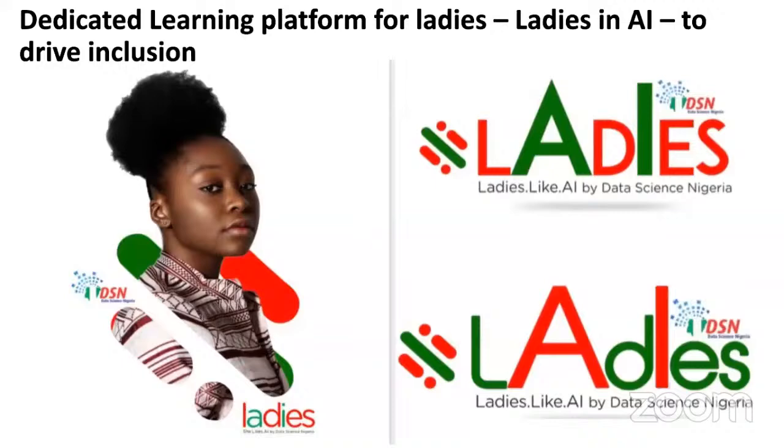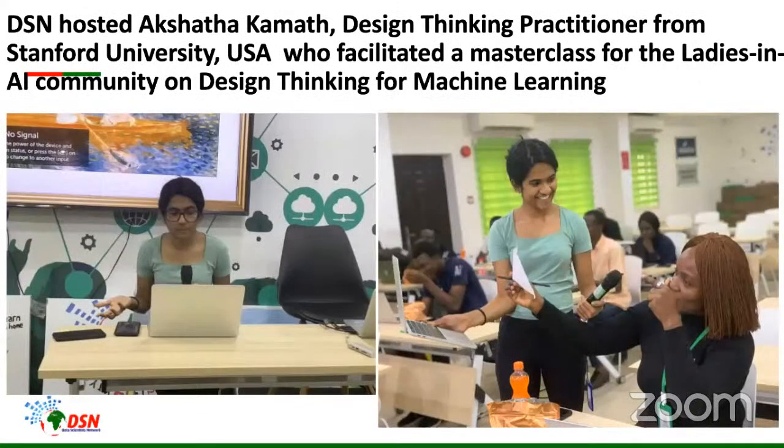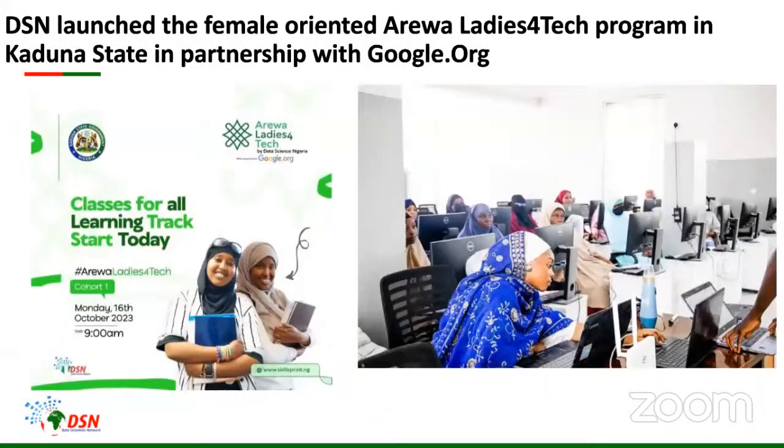And when you see somebody that is actually like you, it also makes it very easy to do. So this is one of the sessions that we had last year at DSN. This is a design thinking of machine learning for ladies in AI community. And then we launched a program last year called the Harewa Ladies for Tech. This is a project that we have in partnership with Google that we're currently running in Kaduna State.